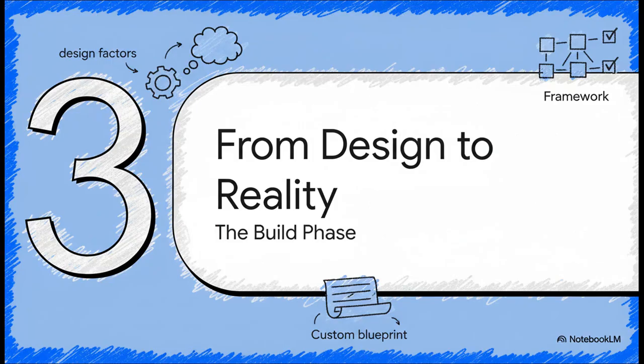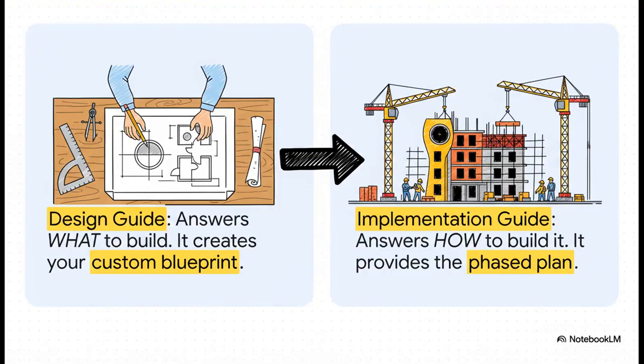Okay, so you've used the design factors, you've got your custom blueprint, and you know exactly which objectives to focus on. So, now what? How do you actually build this thing? Well, that's when we put down the design guide and pick up the implementation guide. The difference here is super clear and simple. The design guide helps you figure out what to build. That's your blueprint. The implementation guide gives you the how. It's the phased, step-by-step plan to actually construct, roll out, and then keep improving your governance system.